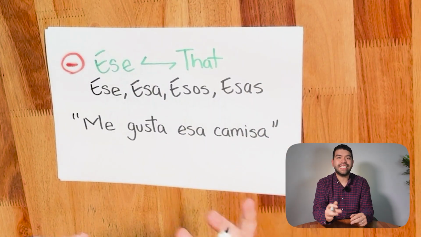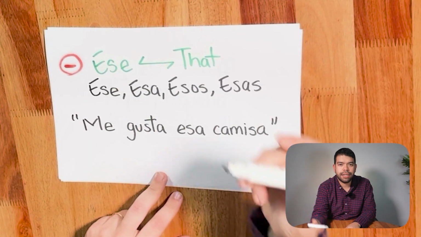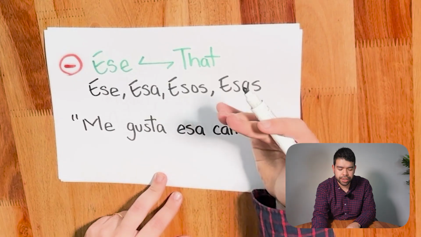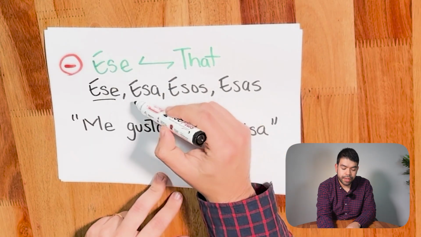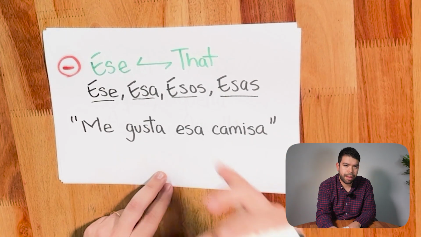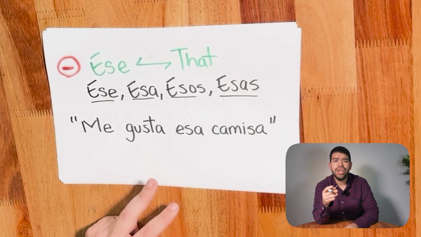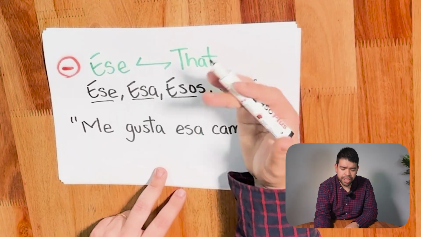Let's look at the next word. We have ese, which means that, okay? Ese means that. And again, we have variations. We have ese, esa, esos, and esas. Masculine, feminine, singular, and plural versions. Now, similar to English, you will use ese when talking about something that is near. It's not super close. Maybe you can't touch it, but you can point to it, all right? You can see it and you can actually point to it.